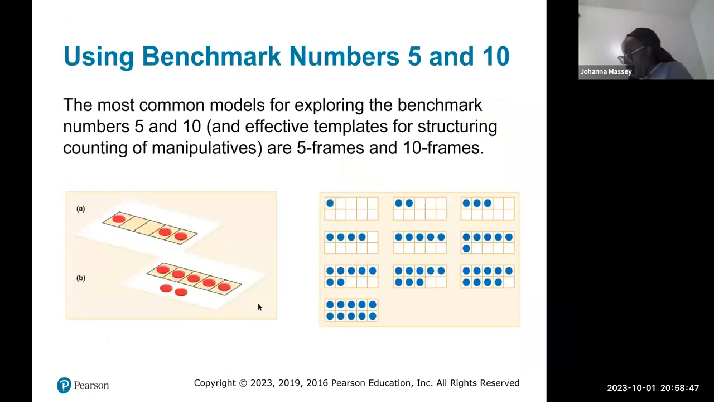So I told you on the next slide we're gonna go back to using these benchmark numbers 5 and 10. 5 and 10 are benchmark numbers. Okay. And that's why we use the tens frame and the fives frame, so that students can build that conceptual understanding of what is 5, their relationship with 5 or relationship with 10, and how those numbers relate to other numbers. It's highly important. The most common models for exploring those numbers are the fives frames and the tens frames. We use those with number talks, but you don't have to use them with just number talks. You could use them with different math strategies.